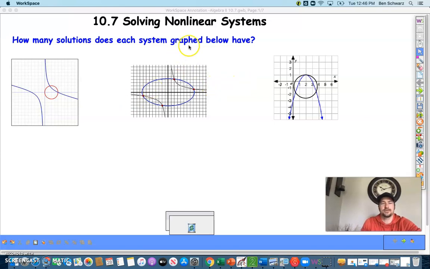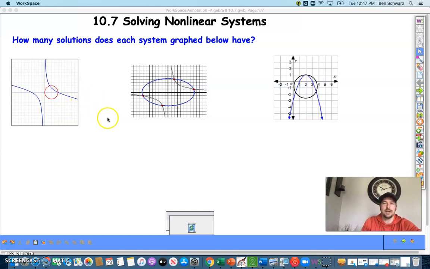All right, so last section of chapter 7, we're going to be going over solving nonlinear systems. We have solved systems before using elimination, substitution, graphing. We'll be doing that again. The only difference is there's going to be more solutions because we can have multiple intersections, right? We're dealing with circles, parabolas, hyperbolas, ellipses.